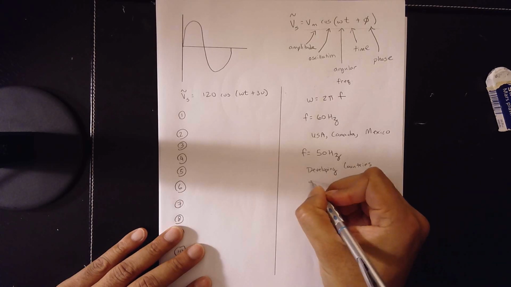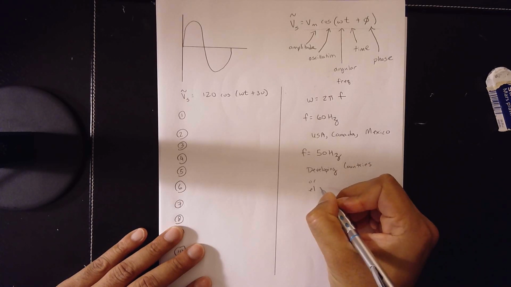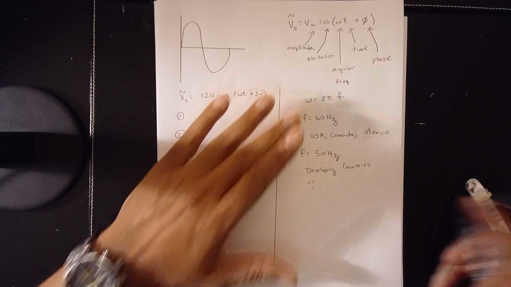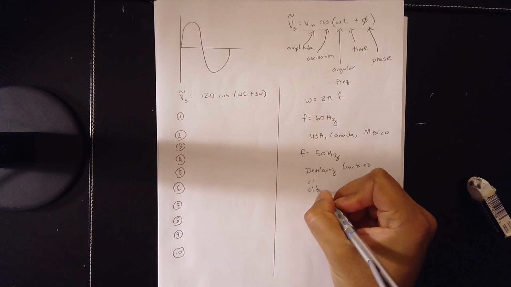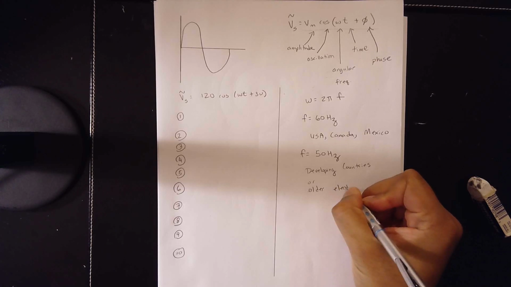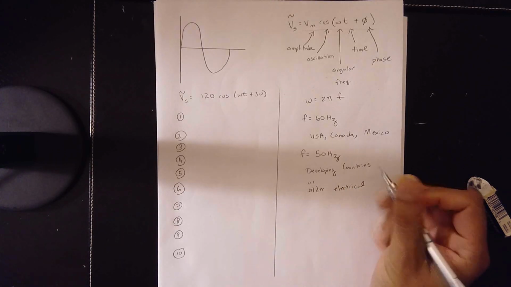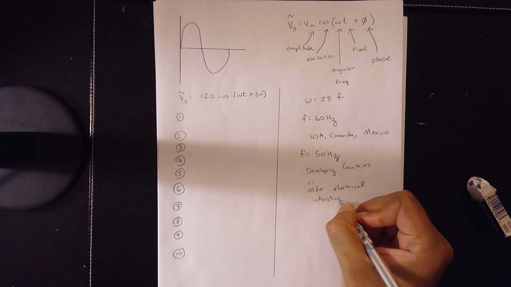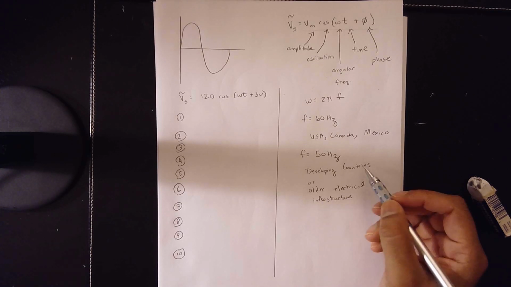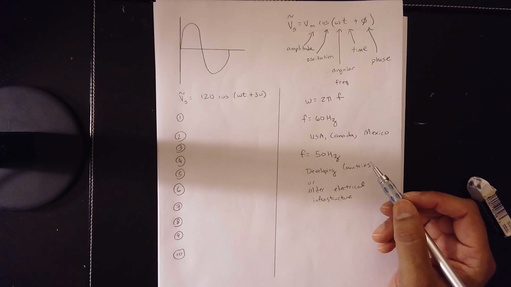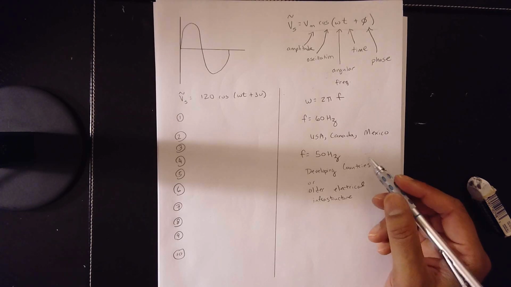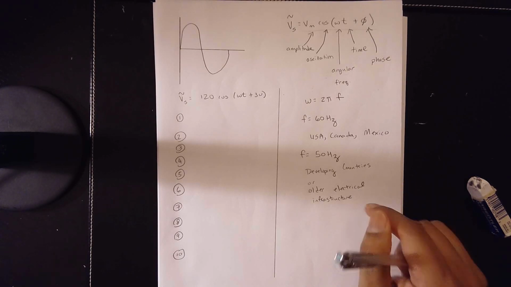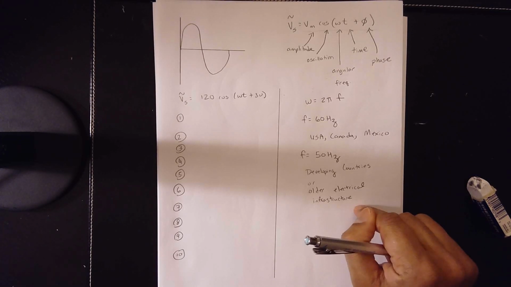Most of the other countries are developing, or have an older electrical infrastructure. For instance, parts of Africa and Asia use 50 hertz. India has 50 hertz. These are developing countries, and the older electrical infrastructure comes from the old British. France has 50 hertz.